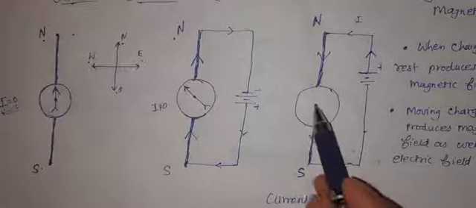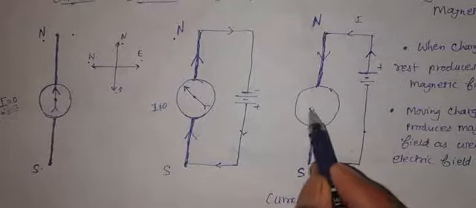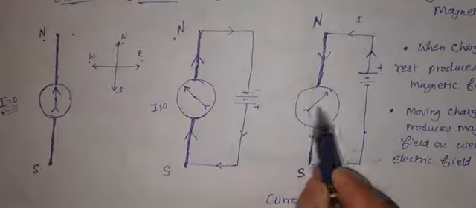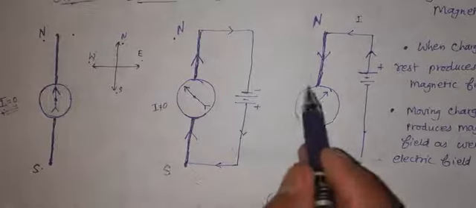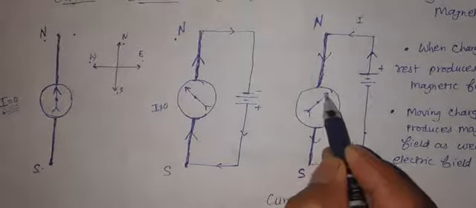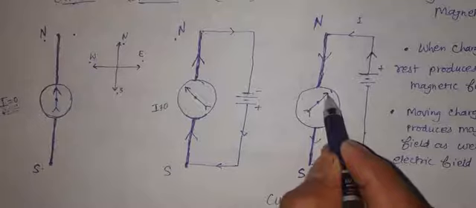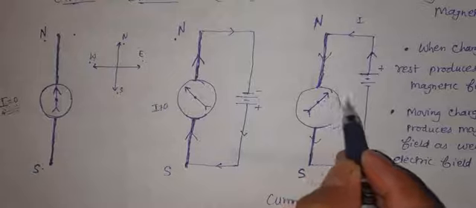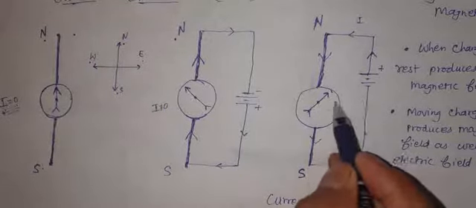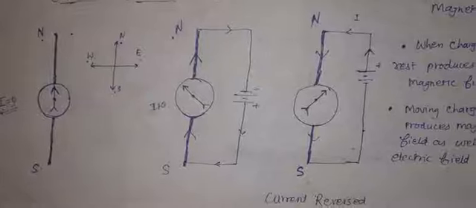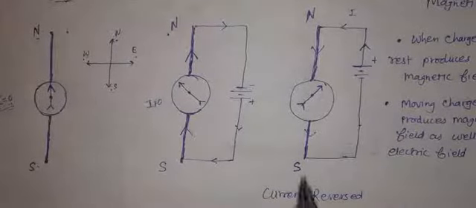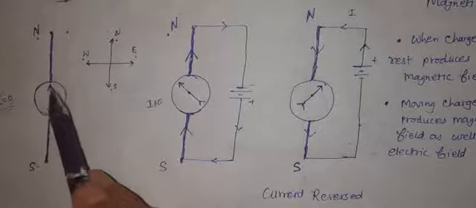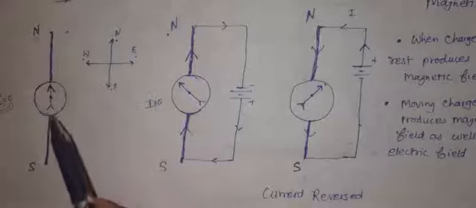It is observed that the magnetic needle now gets shifted toward the east direction of the earth. So the north pole of this magnetic needle gets shifted toward the east direction of the earth. Thus we obtain the points that when there was no current flowing through the wire, this magnetic needle rests in the north-south direction of the earth.